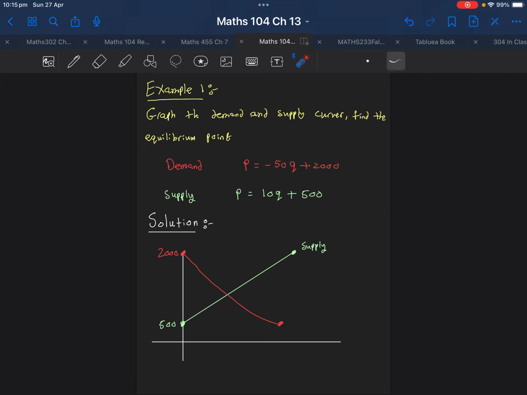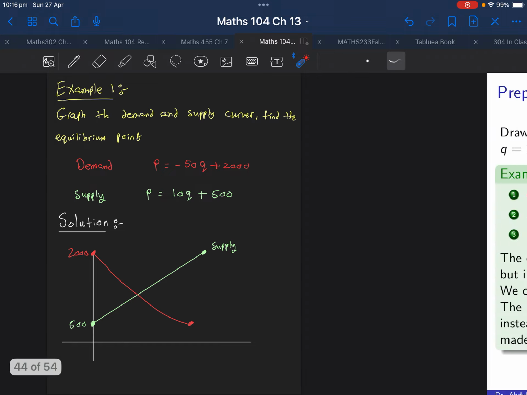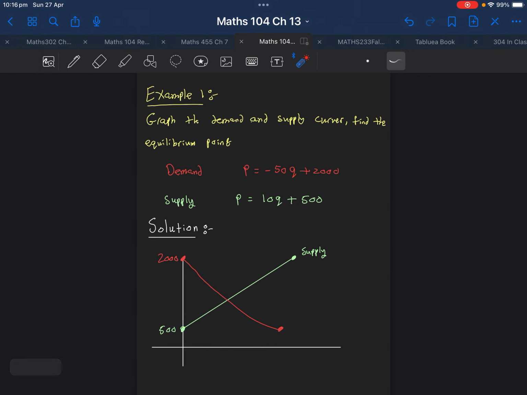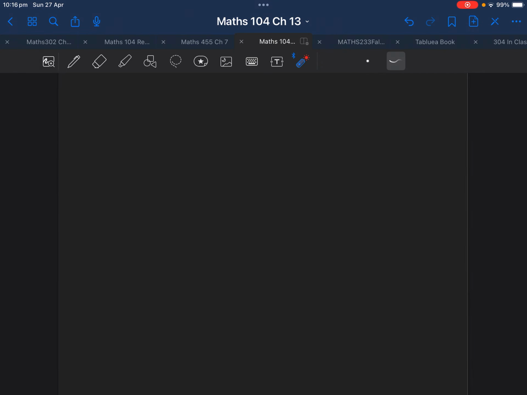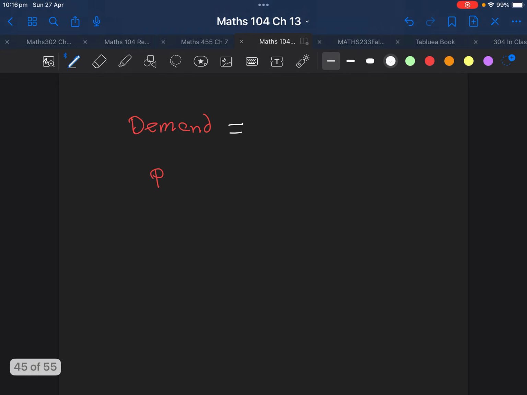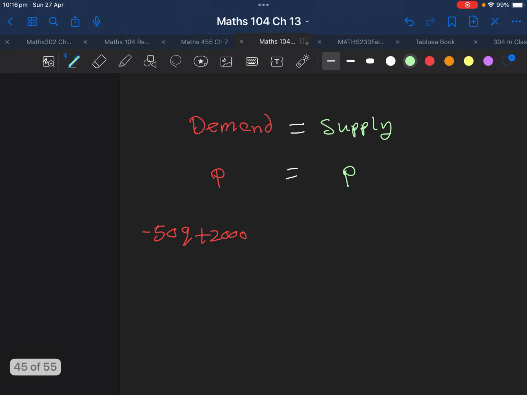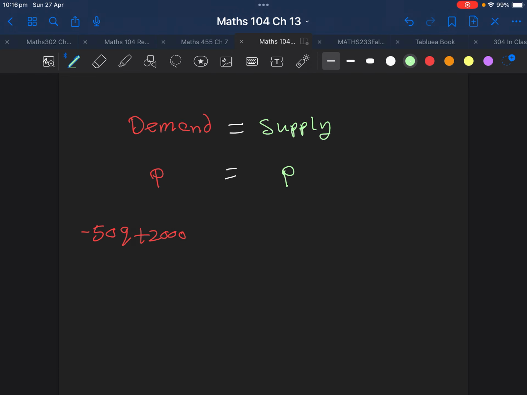And now, how do we find the equilibrium point? Remember, where is the equilibrium point? It is this point. We need to find it. So what we need to do is find the demand, which is P, equal to the supply, which is again another P, but this is different than the previous one. Now the first one, if you remember, it was negative 50Q plus 2000. For the other P, it was 10Q plus 500.